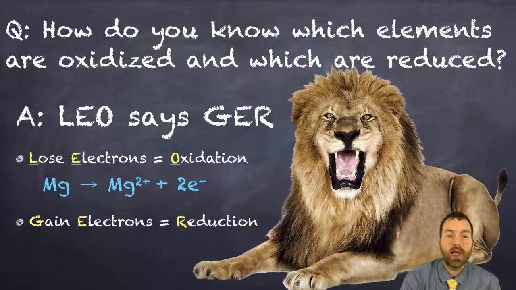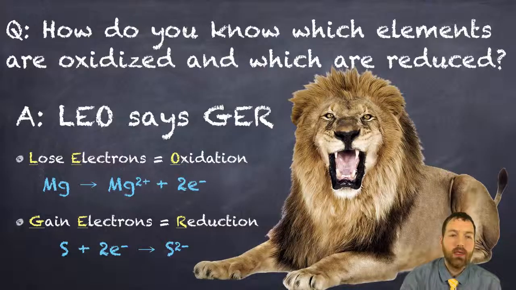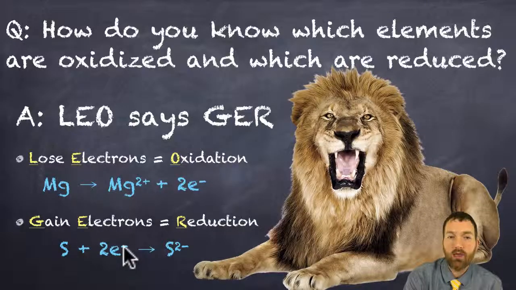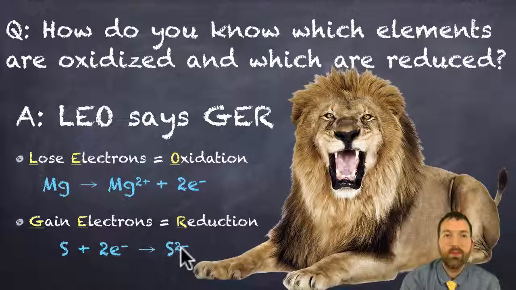So let's just show what's happening on the reduced atom side of the reaction. So the sulfur atoms gain 2 electrons. I know that's gain because it's on the left-hand side of the arrow, which means it's a reactant. Sulfur atoms reacted with these 2 electrons, or gained these 2 electrons, to make a sulfide ion. Again, electrons are negative, so if I gain 2 negative charges, my overall charge becomes 2 minus.